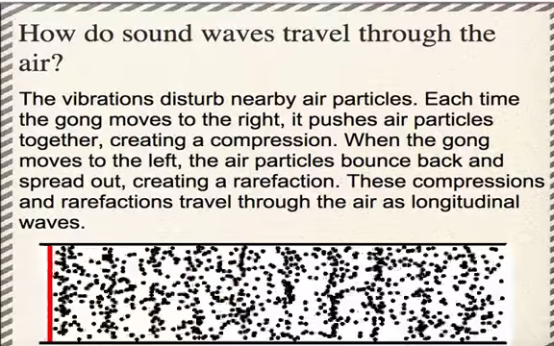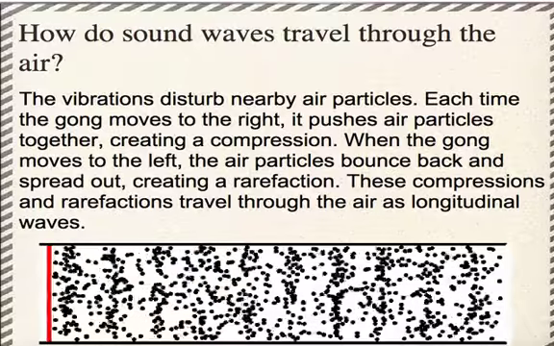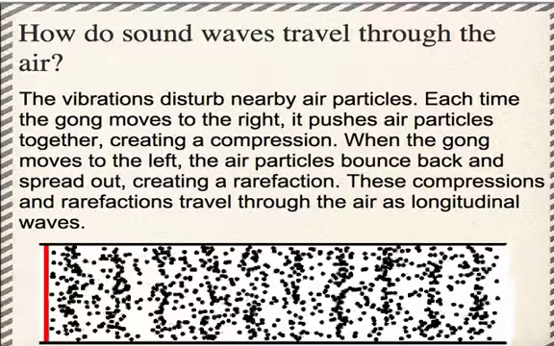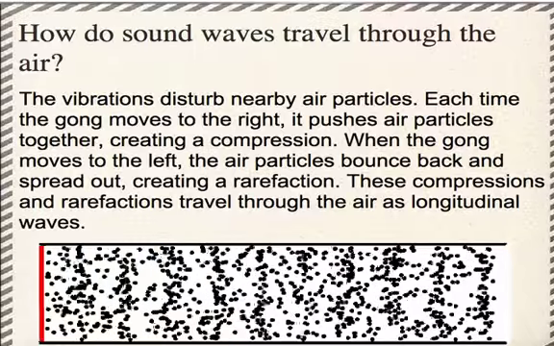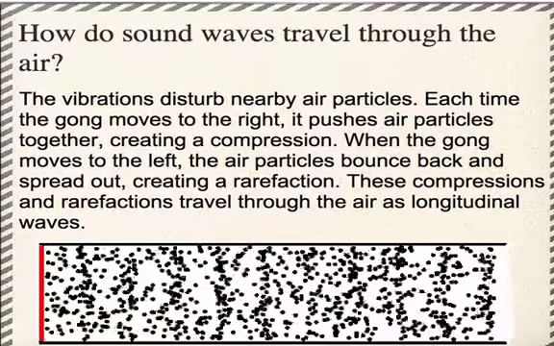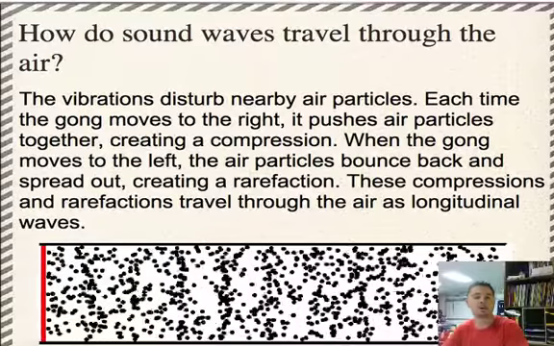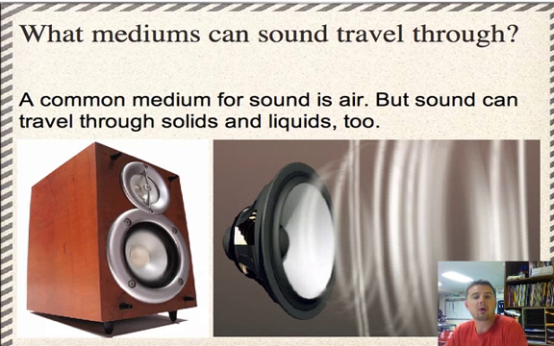These compressions and rarefactions back and forth create this wave that travels through the air from the source to the receiver. You are, in this case, the receiver. So sound can travel through a lot of things. It can travel through air, which is what you're used to, because right now my voice is traveling through air to the microphone.